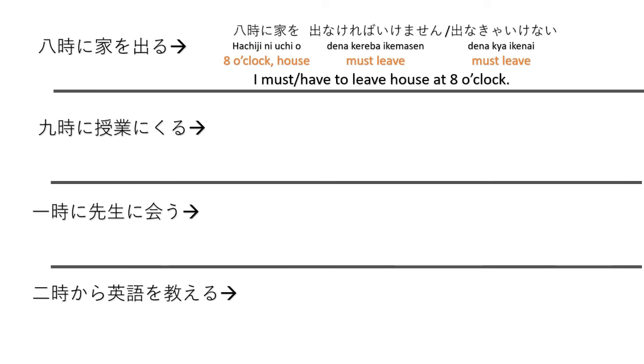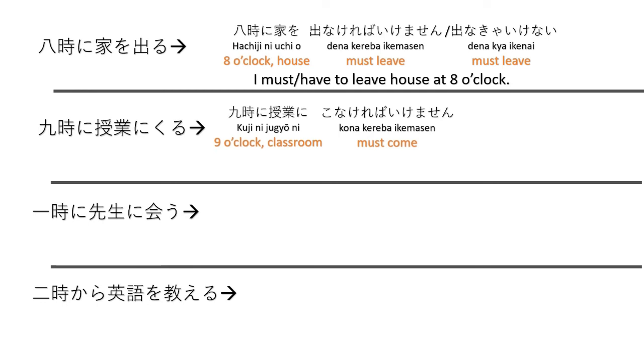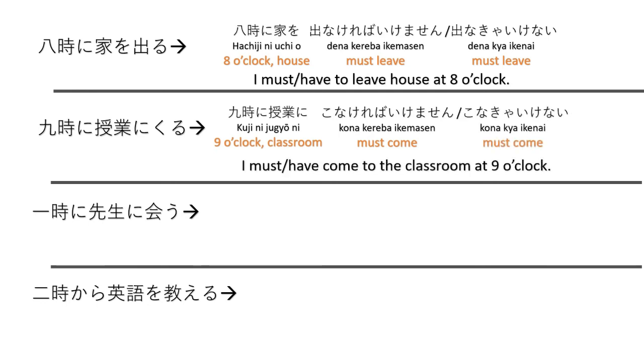Next. 9時に授業に来る. I must come to class at 9 o'clock. 9時に授業に来なければいけません or 来なきゃいけない. I must or have to come to the classroom at 9 o'clock.